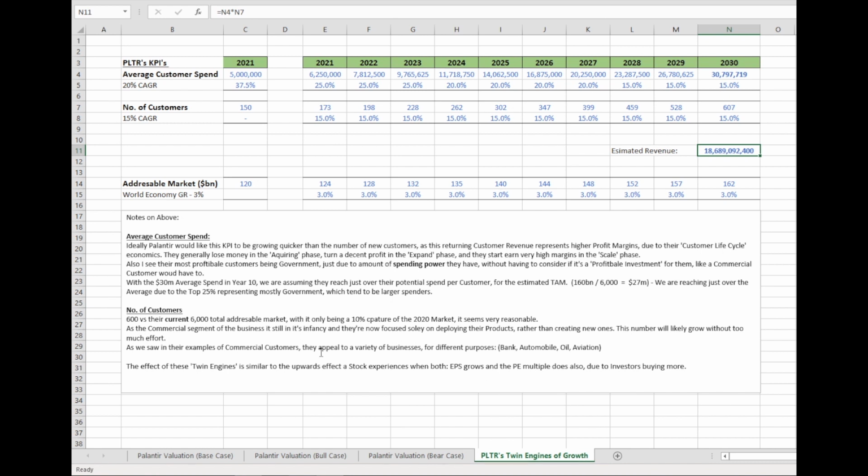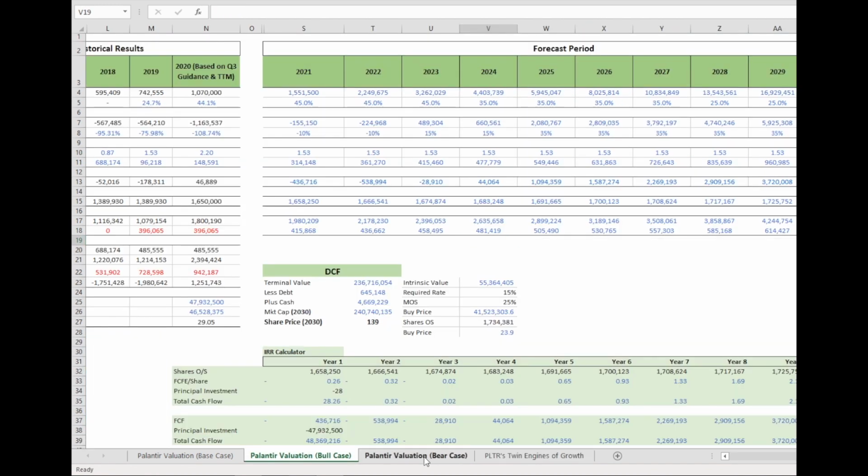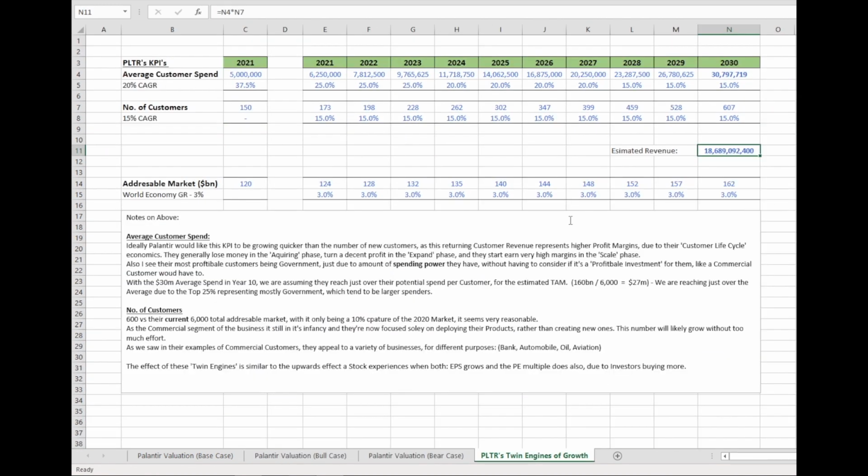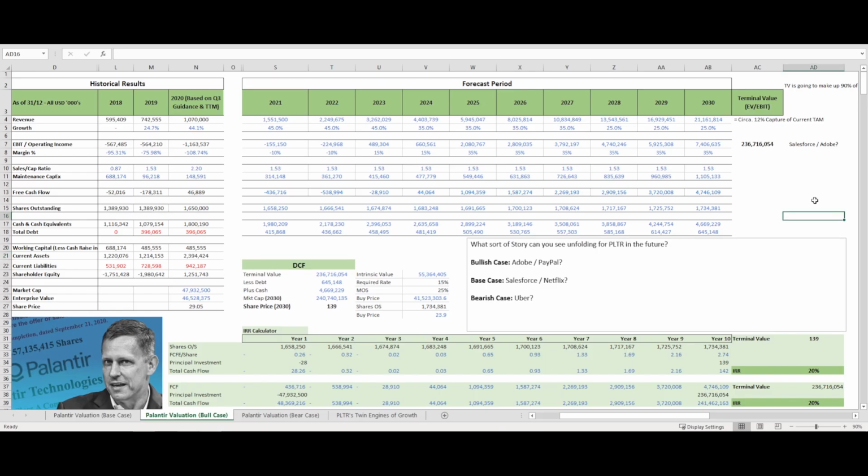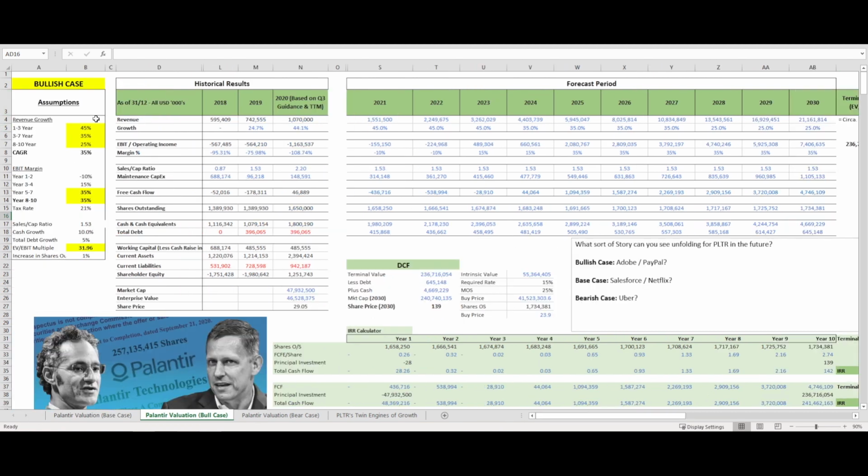Right, so let's now get into the bull case and bear case valuation. Then we'll have a look at summarizing the three and see which story we think is more likely. Okay, let's start with the bull case. So as you can see, I've already filled out the financial forecast. So we'll have a look at the assumptions first. Let's have a look here.